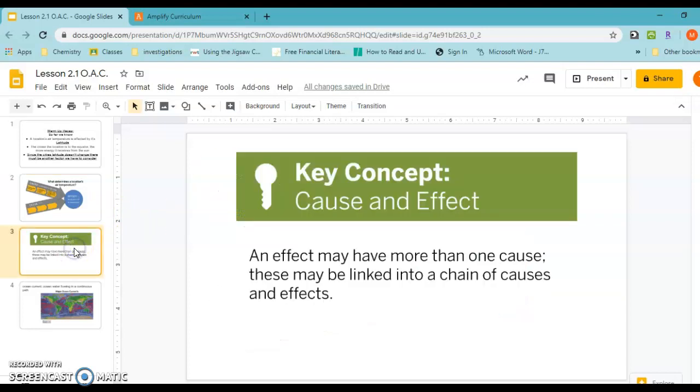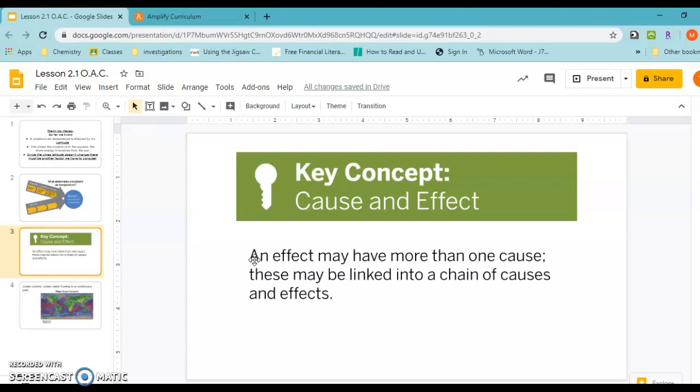So that brings us along to a key concept of cause and effect. An effect may have more than one cause. These may be linked into a chain of causes and effects. So scientists explain events that they observed in the natural world. And in order for us to explain these events, we need to investigate what causes them and how they may be linked.